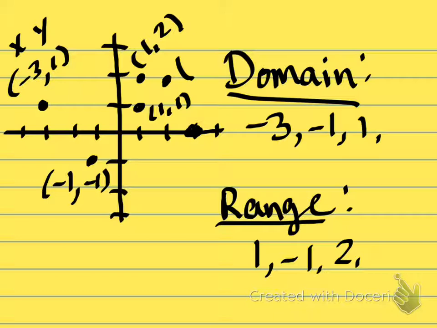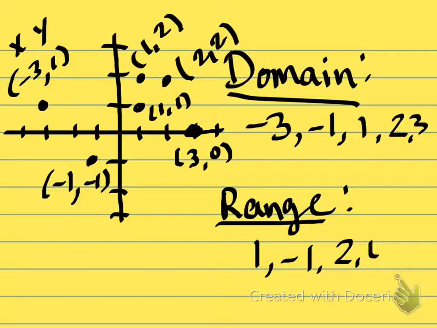Over here we have 2, 2. We need 2 in the domain. We already have 2 in the range, so we don't need to rewrite it. And the last one we have is 3, 0, because it's right 3 and then we didn't go up or down. So we need to put 3 into our domain, 0 into our range, and then we put our brackets around it, and that's our domain and range.